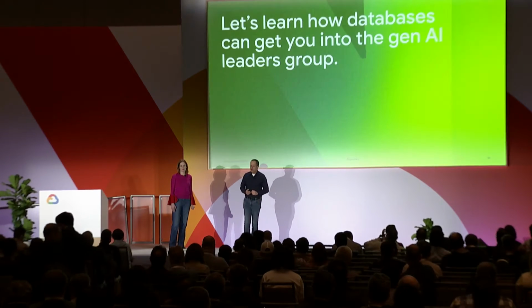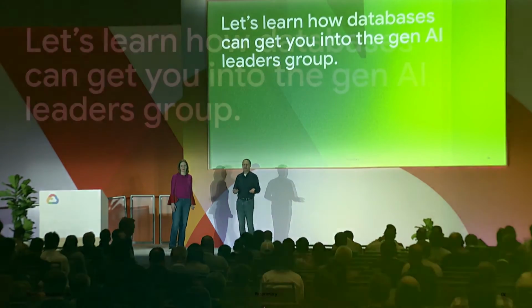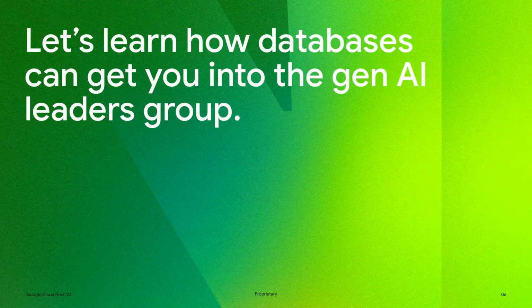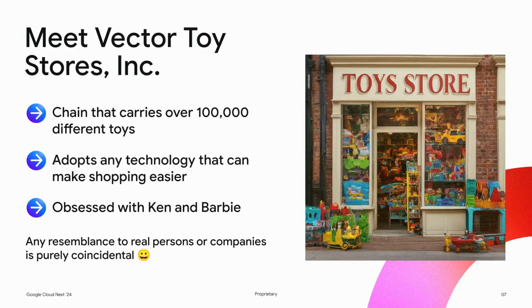So let's see how you can go into the leaders group and be one of those 92% that have already started. What we'll do is use an imaginary company, as we like to do. This one is not called Symbol, like a lot of the demos. We just thought it would be fun to call it Vector Toy.